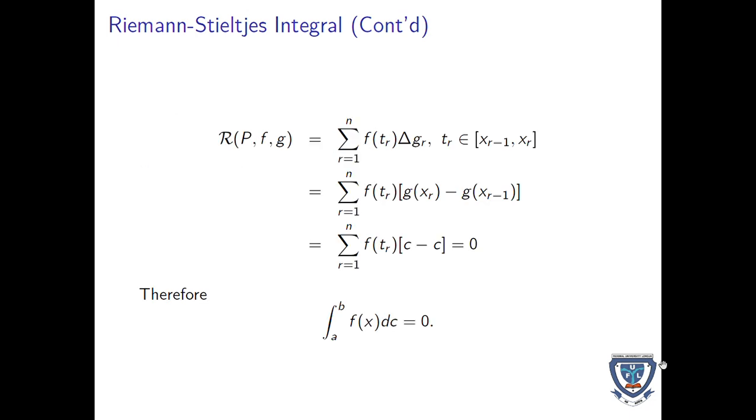So using the definition of Riemann-Stieltjes, this is what we are going to have: the summation of f(t_r) times the difference of g, and when you continue the simplification, you're going to have g(x_r) minus g(x_{r-1}). Both of them are constants, so that is why you now have c minus c at the end, which will give us 0. Therefore, the integral of a function with respect to a constant using Riemann-Stieltjes is 0.